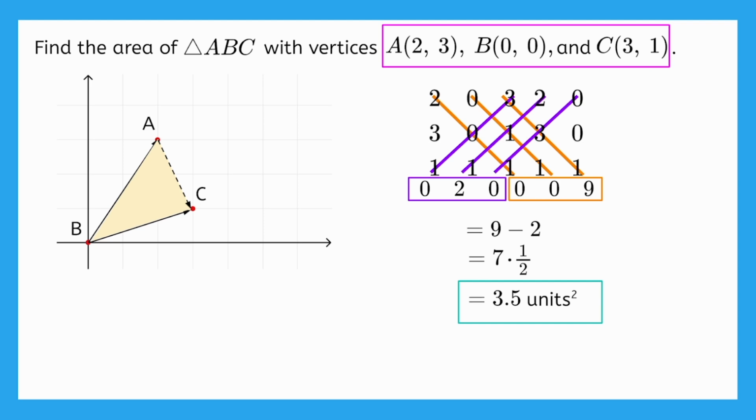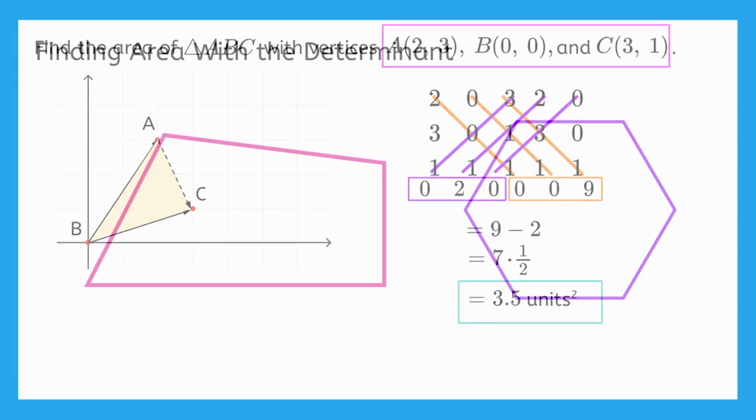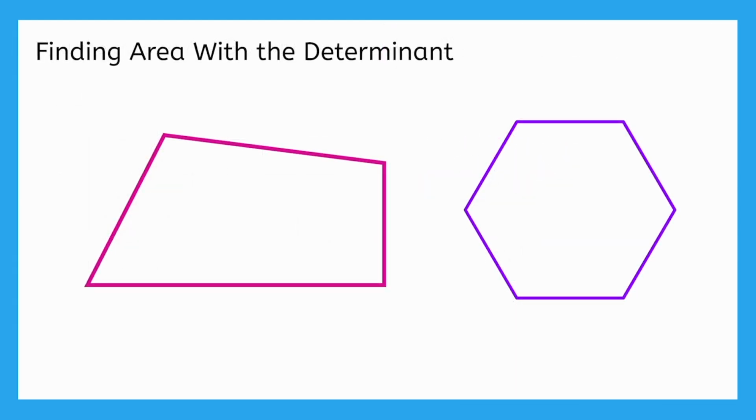Believe it or not, you now have the skills to use the determinant to find the area of any polygon. Really! For instance, consider this quadrilateral or this hexagon. How could we apply the same process to find their areas? Since we know how to find the area of a triangle, we can split any polygon into smaller triangles. Find the area of each triangle and then add them up to find the area of the figure. You'll get to practice this in your lesson activities.